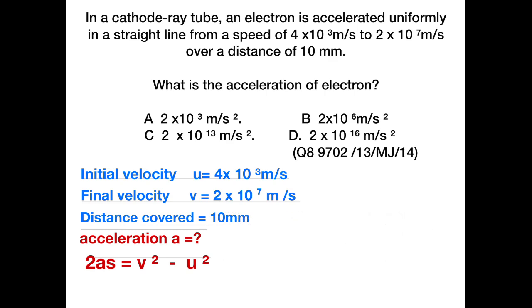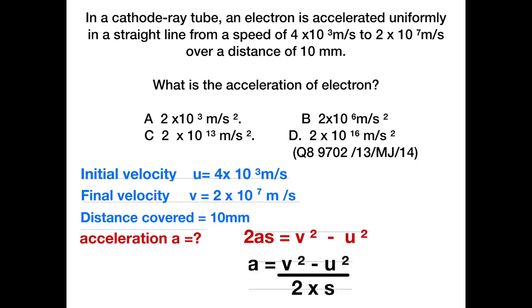Since we are asked to calculate acceleration, we should make a the subject. You can plug in the values and later on make a the subject, or you can do it right now, that is your choice. So a equals v square minus u square divided by 2s. You can see I have changed the sides of 2 and s and left a alone on the left side of the equation. You can do the cross multiplication or divide both sides by 2s. So you will have v square minus u square by 2s as shown.